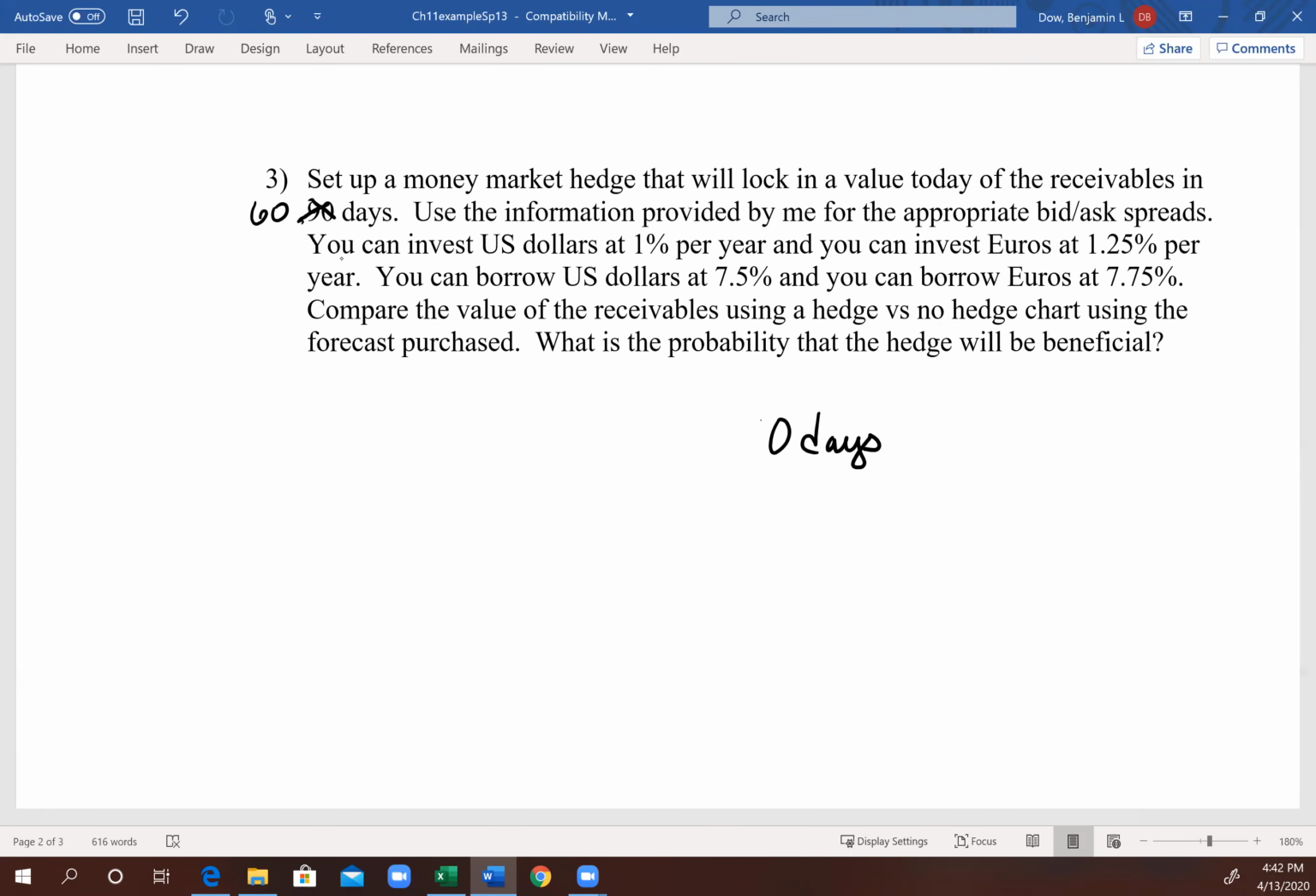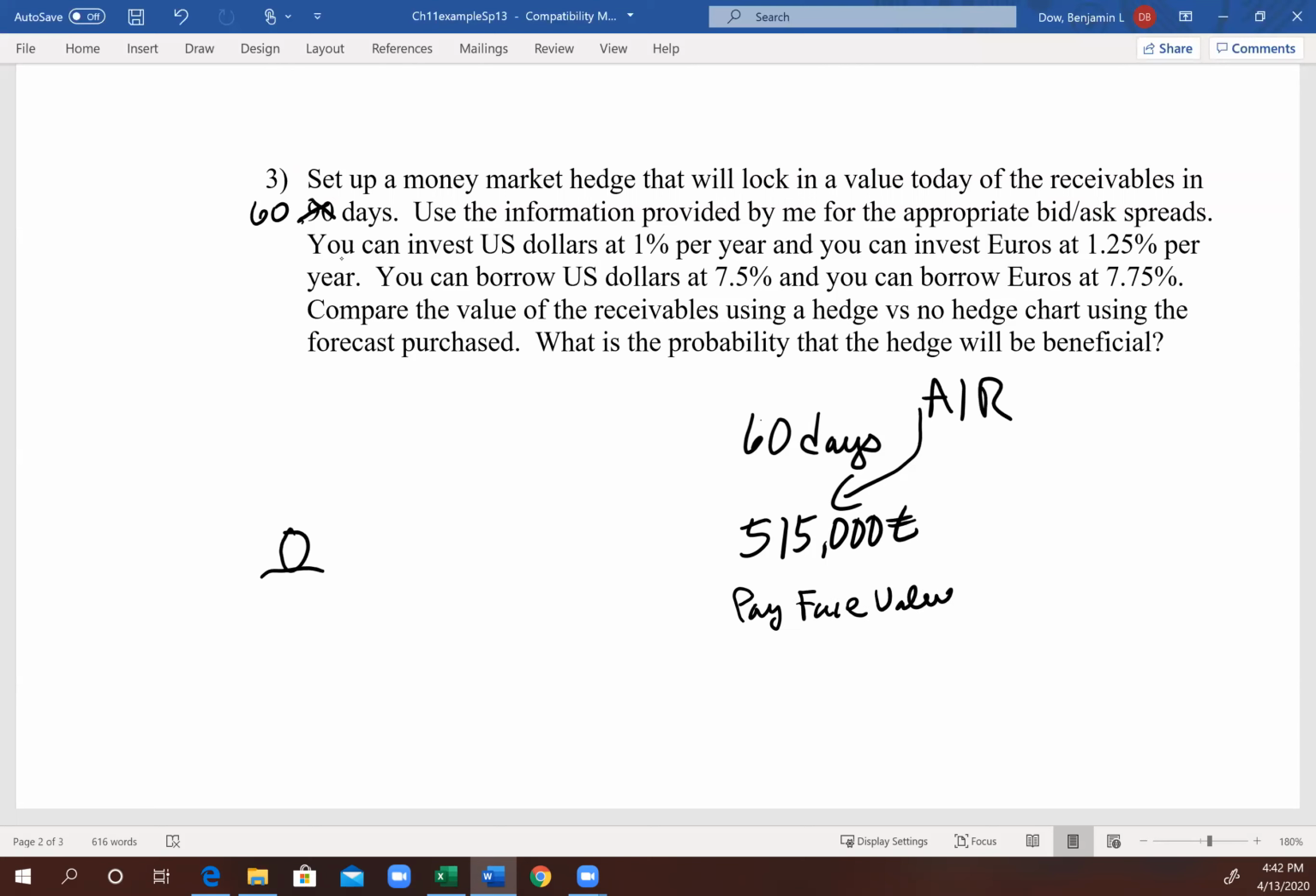All right, so what we have is 515,000 euros coming in 60 days from our accounts receivables. What you want to set up today is that you want to essentially borrow against those receivables. So if you issue a money market that's going to pay a face value of 515,000 euros to whoever buys it, okay? Then essentially what you're going to do is just transfer these receivables to the buyer, okay?